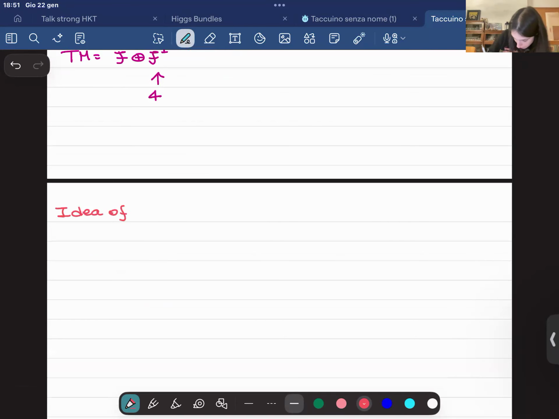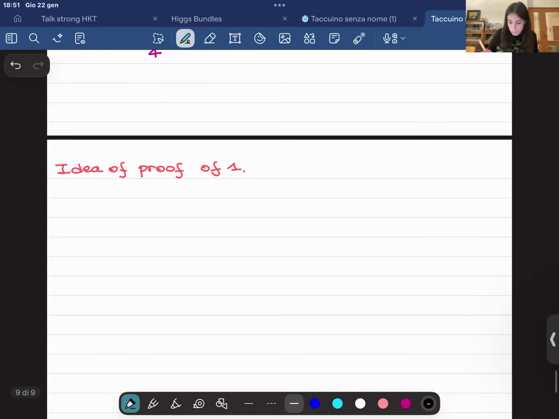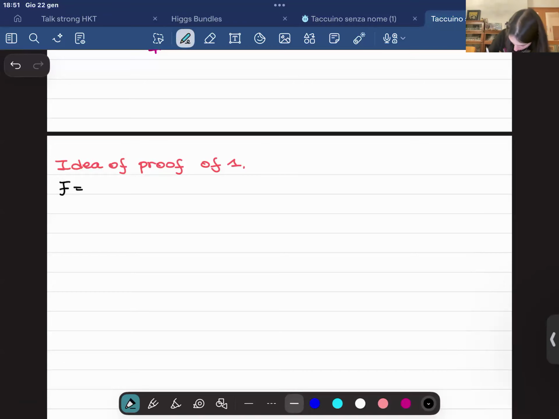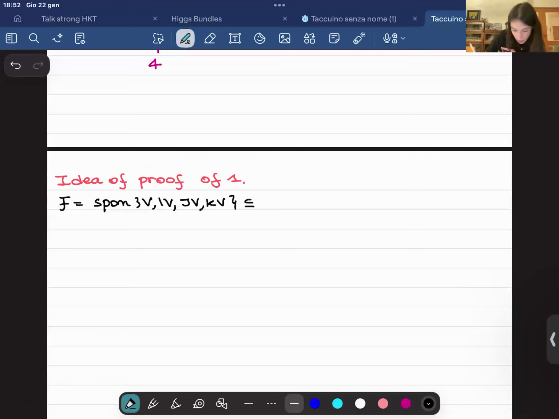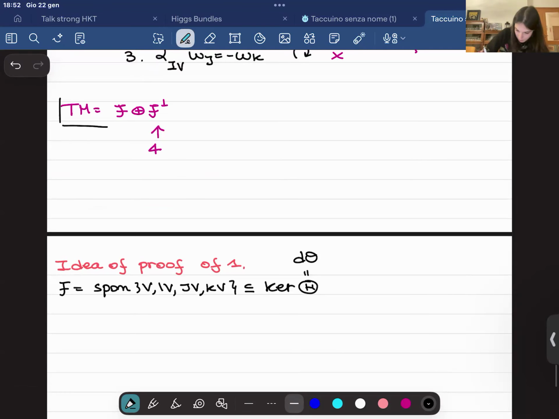Idea of proof of one. So the idea is the following one. We have our F, which is the span of V, IV, JV, and KV. And we have seen by the strong HKT condition that this is inside the kernel of my capital Theta, which again, in our case, is just the differential of the Lee form. So let me split my tangent bundle in this way.